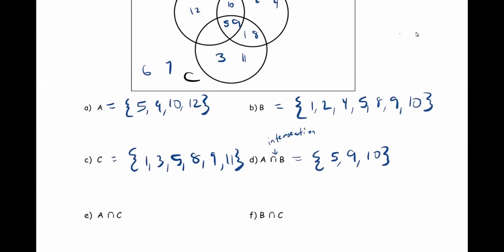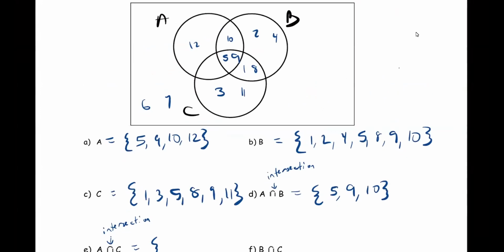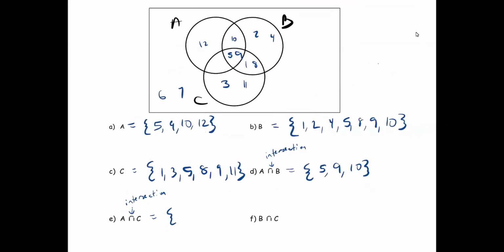All right, same thing over here. This is also an intersection, but this time you want A and C. Let's see.